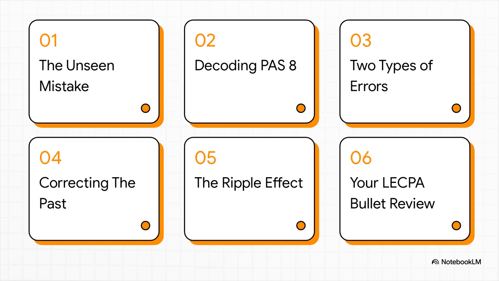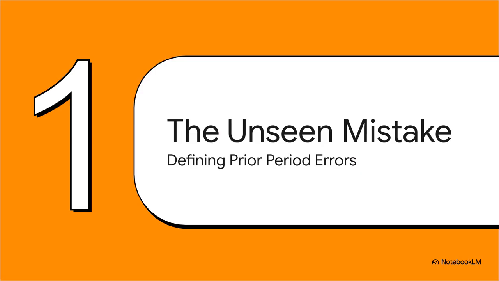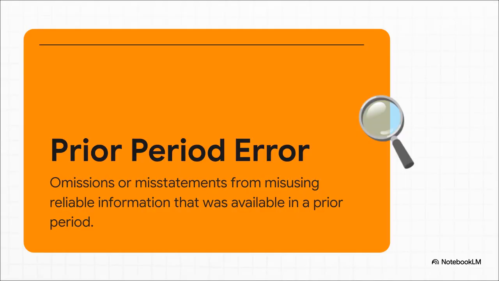Let's do this. First things first, let's put on our accounting detective hats. What exactly is this thing we call a prior period error? Because it's way more than just a little typo. So this is the official definition right here. But the part you've got to lock in your brain is this: failure to use or misuse of reliable information.